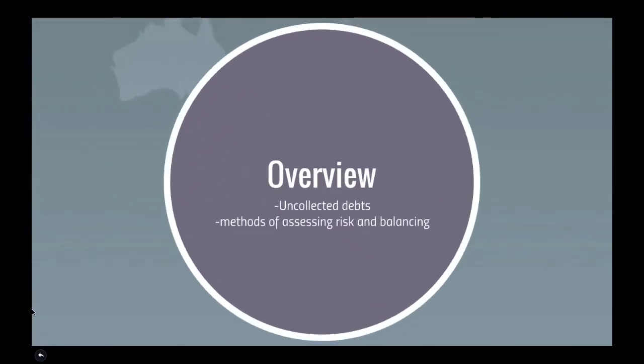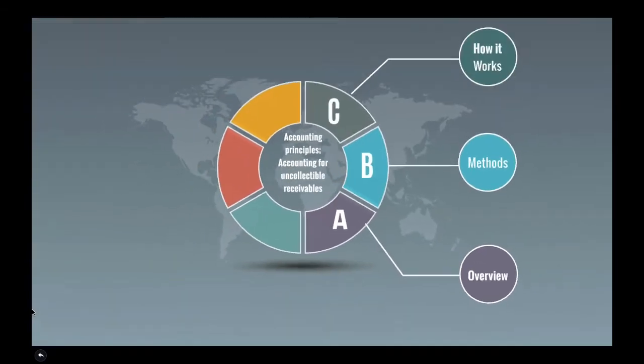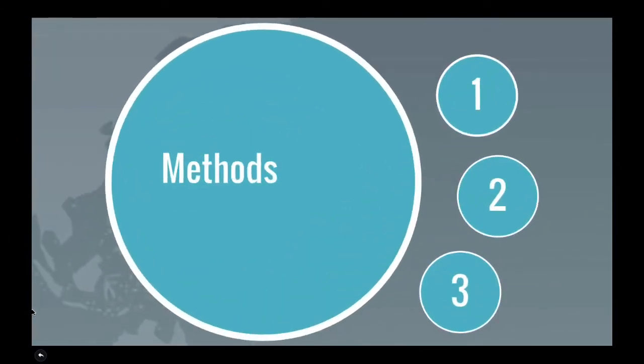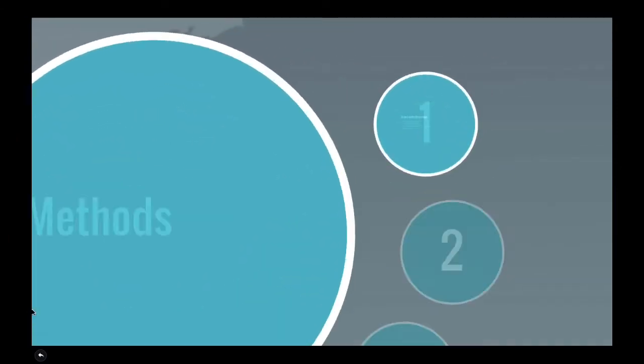So firstly, an overview. The term uncollectible receivables is used to describe the portion of credit sales and accounts receivable the company does not expect to collect from a customer. Uncollectible accounts is used in the valuation of accounts receivable, which appears in a company's balance sheet. So that's what we'll be looking at today, and now we'll go over some methods of assessing the risk and balancing. So here are our methods.